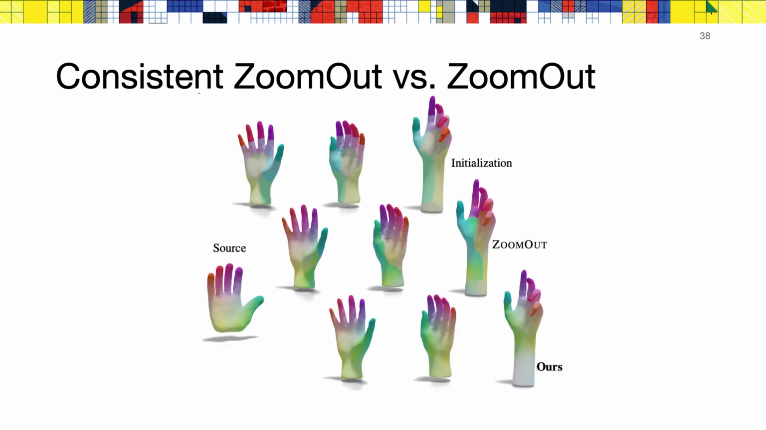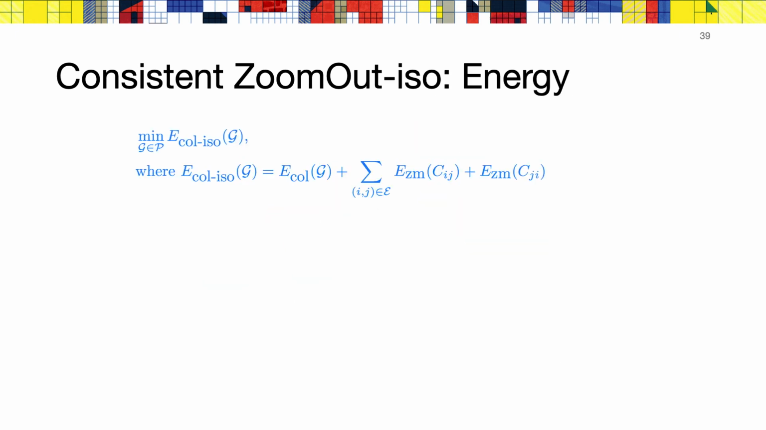Here is another example showing the result of refining a pair of hands using ZoomOut and Consistent ZoomOut. Again, our results are smoother and more accurate than that of ZoomOut.